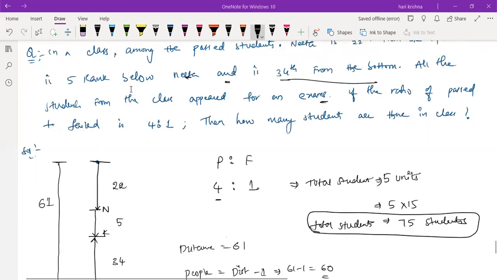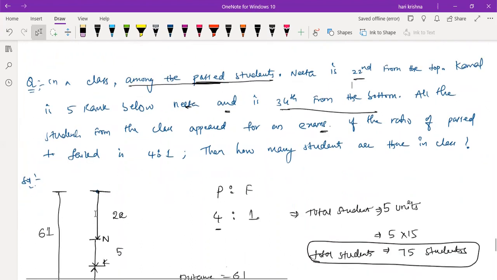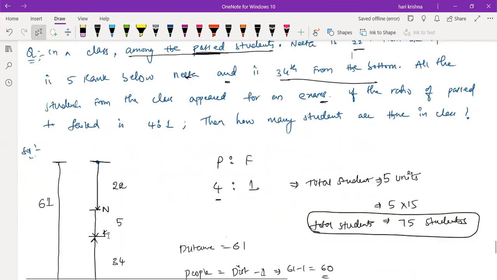So in the class itself, they have said among the passed students, right? So whatever ratio you are taking is among only the passed students. That's what Neeta is 22nd from the top. So you have drawn 22nd from the top for Neeta. And below Neeta, Kamal is there. Kamal is 5 places below Neeta. So from here to this point, it is 5.